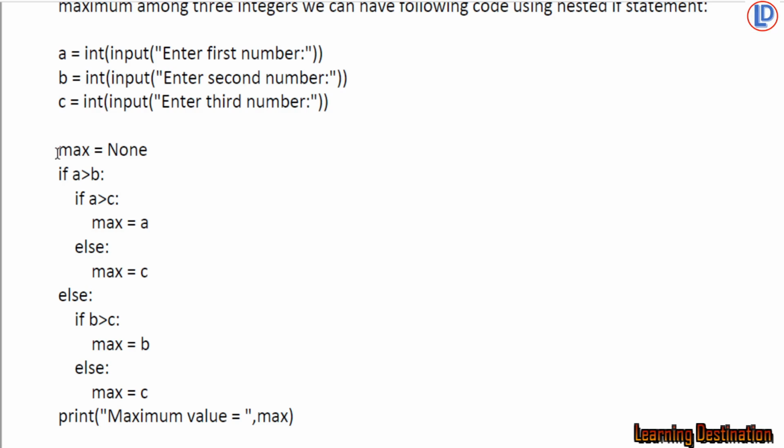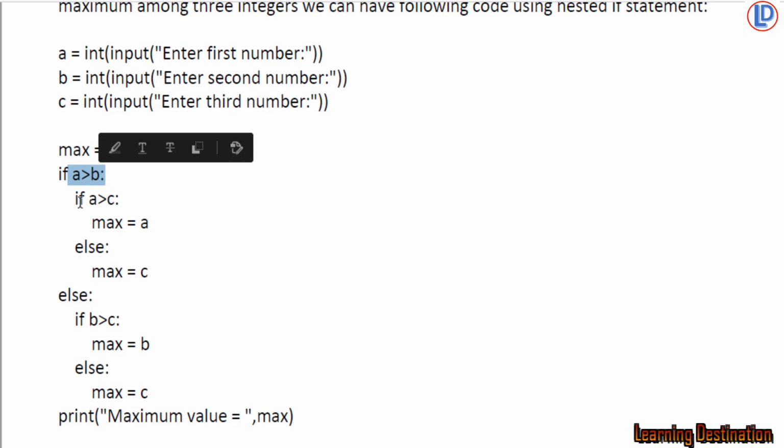So let's see. Initially we set max equal to None. So if A is greater than B, we will come inside this if, because the condition is true, and we will check if A is also greater than C. If this is also true, we will go to max equal to A. If this is false, we will go to else and we will say max equal to C. Why max equal to C? Because we have already checked that A is greater than B.